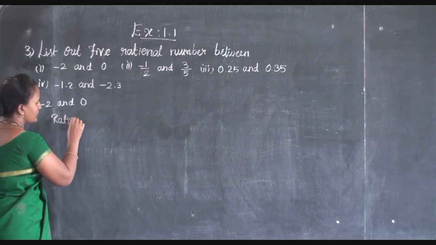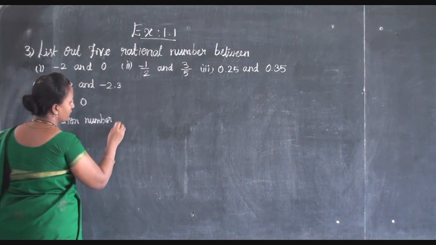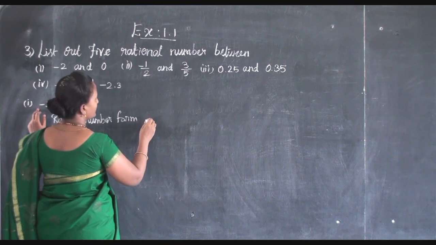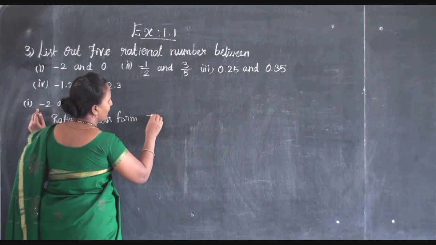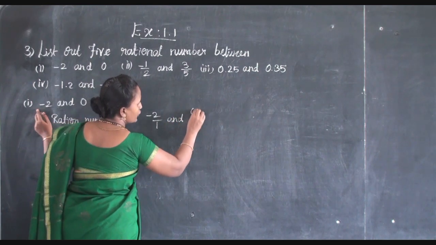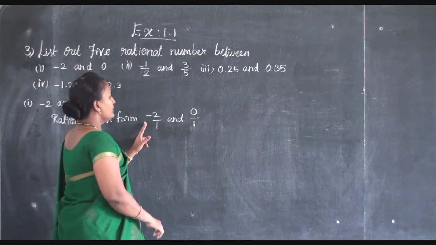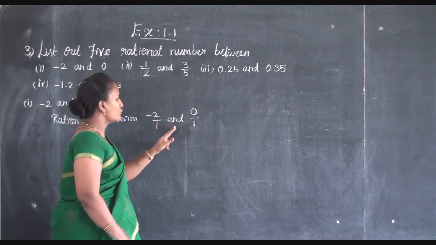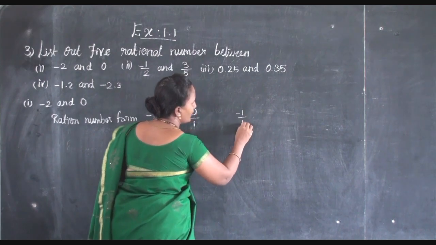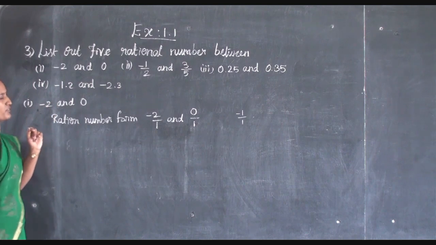So first, change into rational number form. What's the rational number form? That is the fraction form. How will you change it? Minus 2 by 1 and 0 by 1. In between minus 2 by 1 and 0 by 1, only one number is there, that is minus 1 by 1. They ask for 5 rational numbers in between them.